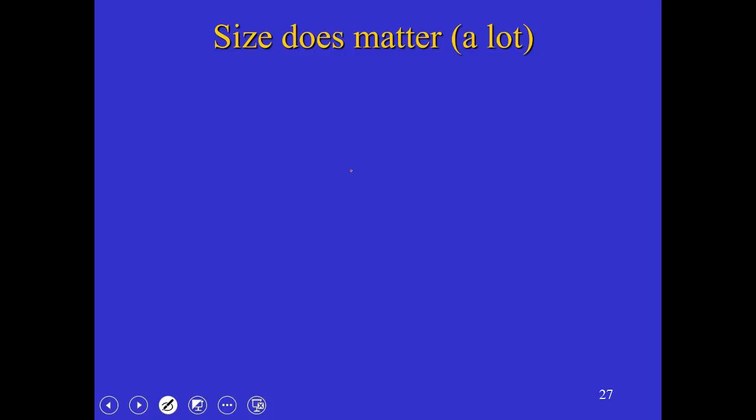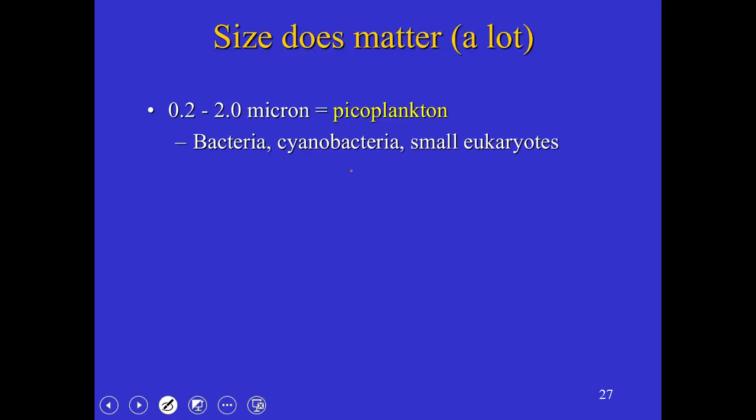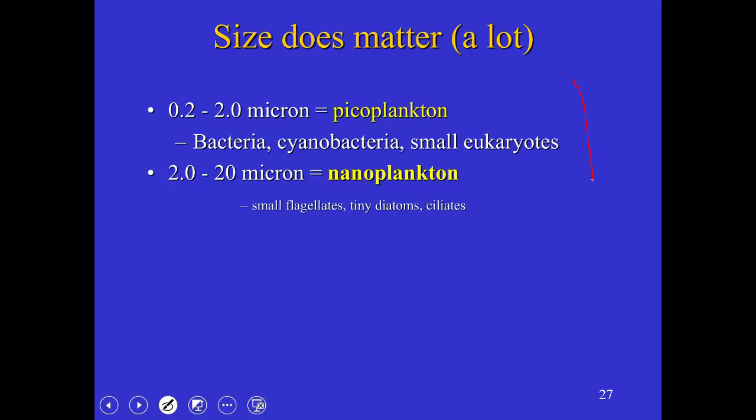Well, size matters. There's a whole set of terms that you're going to have to know to talk about the size of organisms and size of the plankton. The organisms that are less than 2 microns in size are called picoplankton. Next one up is the nanoplankton, 2 to 20 microns in size. Those include some dinoflagellates, other flagellates that may or may not be involved in photosynthesis, may or may not be involved in grazing. We're going to hear more about those next week.